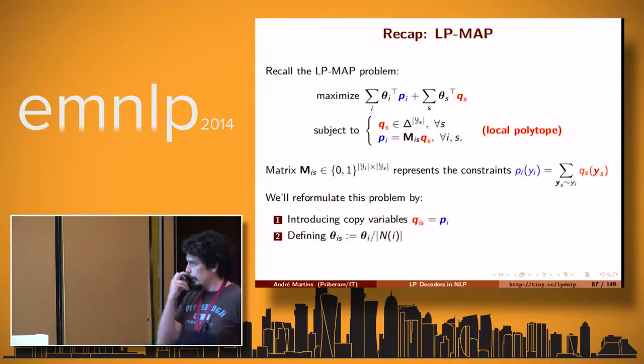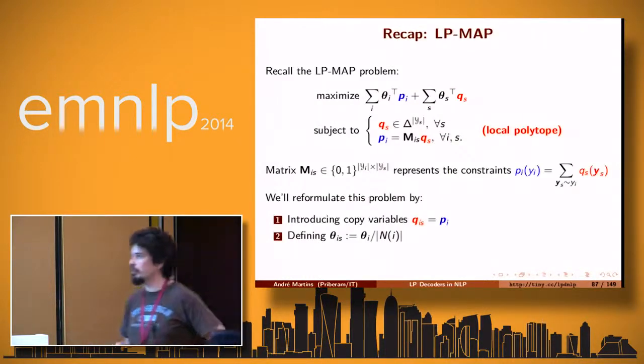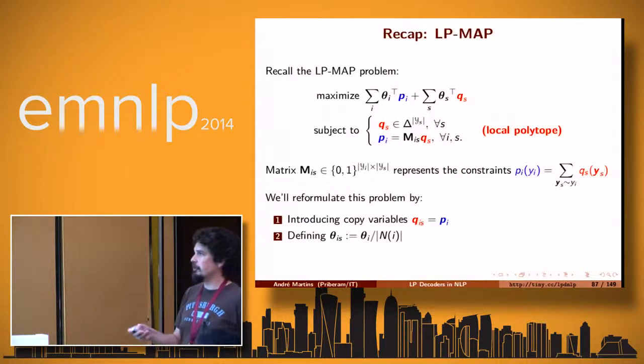So let's see this in a more formal way. This is the LP MAP problem that we had before. We want to maximize this linear objective subject to the constraint that Q_S belongs to the probability simplex, as we have seen before, and that P_i is a marginalization of Q_S. Here, this M_iS matrix is just short notation for representing these constraints that we have seen before.